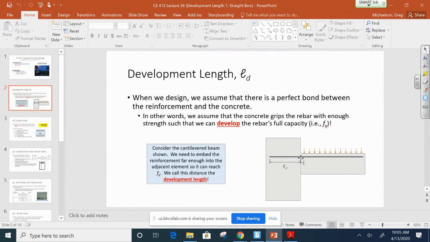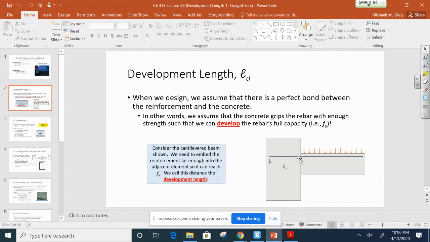It doesn't matter if I'm the Incredible Hulk or not. I'm not going to win that game because I just don't have enough rope to grip that rope and to develop its full strength. So what we have to do is embed that rebar a certain distance into the adjacent element so that we have enough grip on the rebar so that it can develop its full capacity. In other words, it's got to be able to reach Fy. And so that length, we call the development length. So we have to embed it far enough.